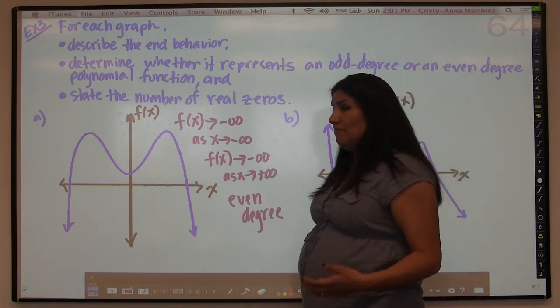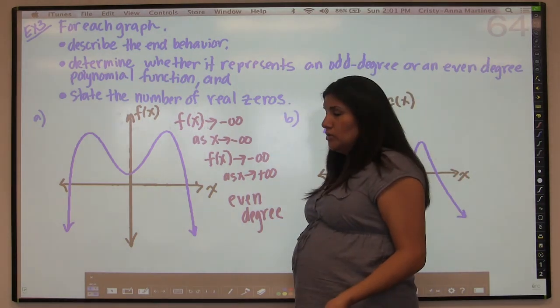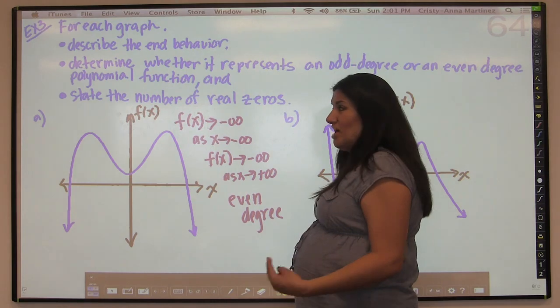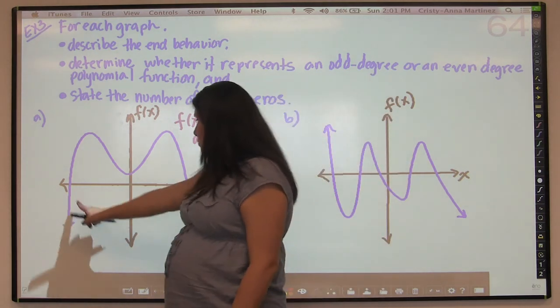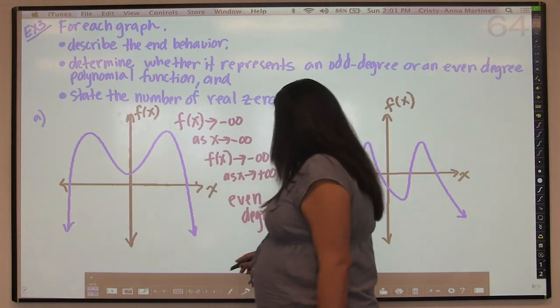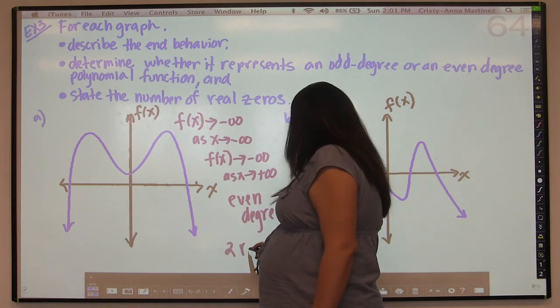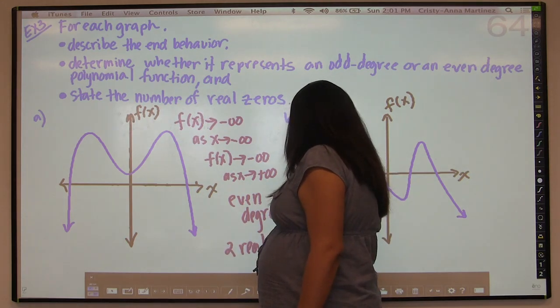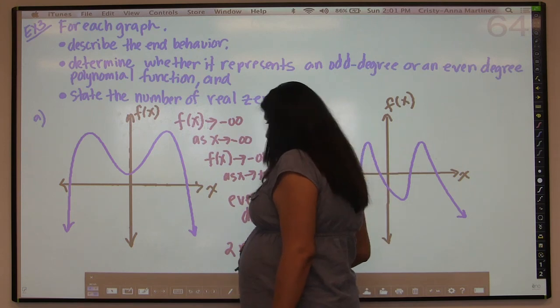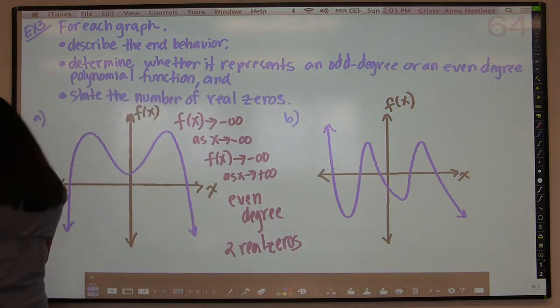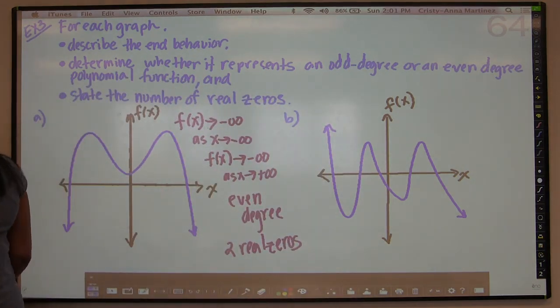And then it says to state the number of real zeros. We know that it should have an even number of real zeros, or it should have none. In this case, it has an even number. There's one here and one here, so you have 2 real zeros for part A, at least.